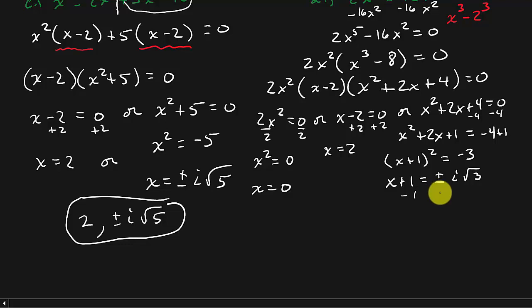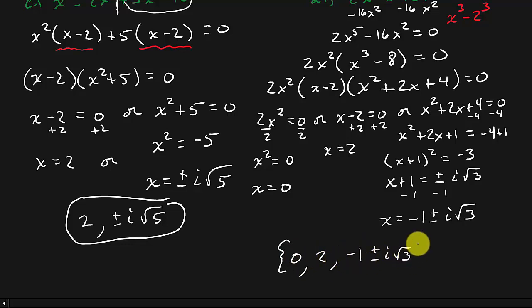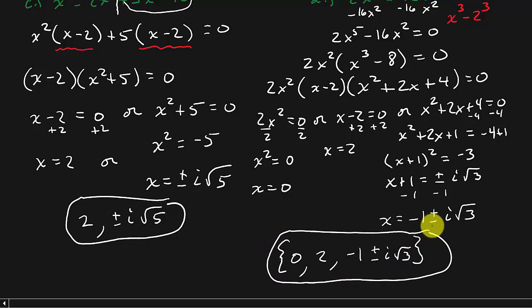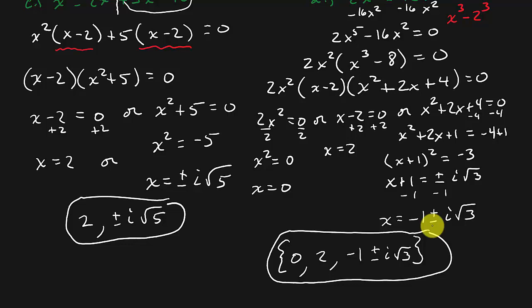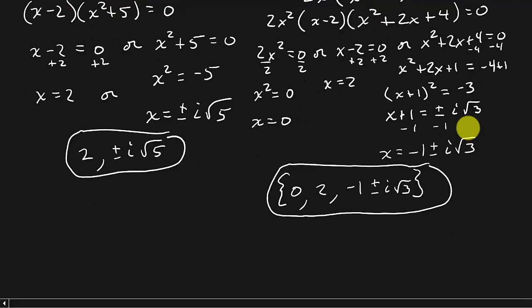All right, and then I'm going to subtract 1 from both sides, so x equals -1 plus or minus i square root of 3. And then we write our answers. That's 0, 2, and then -1 plus or minus i square root of 3. And there's my answer. All right. All right, so that's solving equations with polynomials. Okay, you got polynomials, we're factoring them, and all that good stuff.